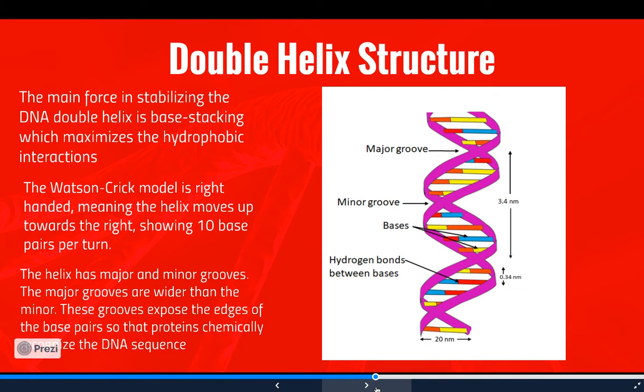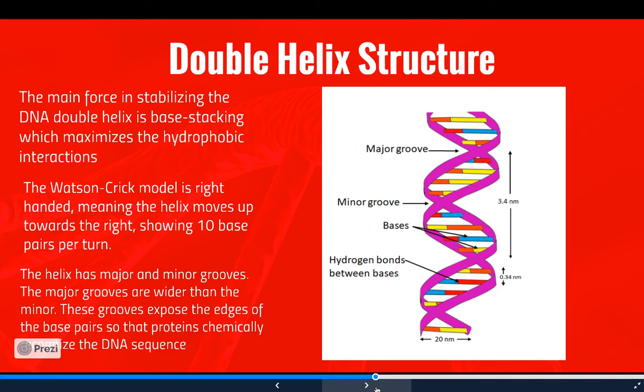After discussing the double-stranded structure of DNA, we can move on to the double helix structure that these strands form. The main force in stabilizing the double helix is base stacking, which maximizes the hydrophobic reactions of the strands. The hydrophilic backbone is on the outside, while the hydrophobic bases remain in the center. DNA can be right-handed or left-handed, but what Watson and Crick discovered, and what most of the scientific community follows, is the right-handed model.